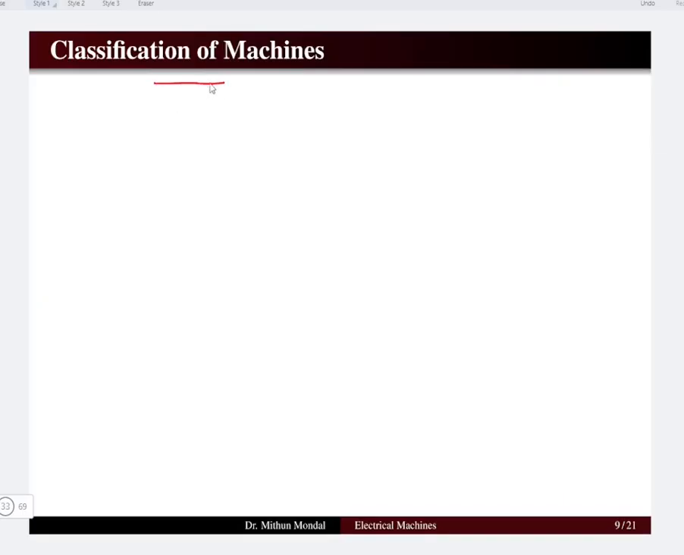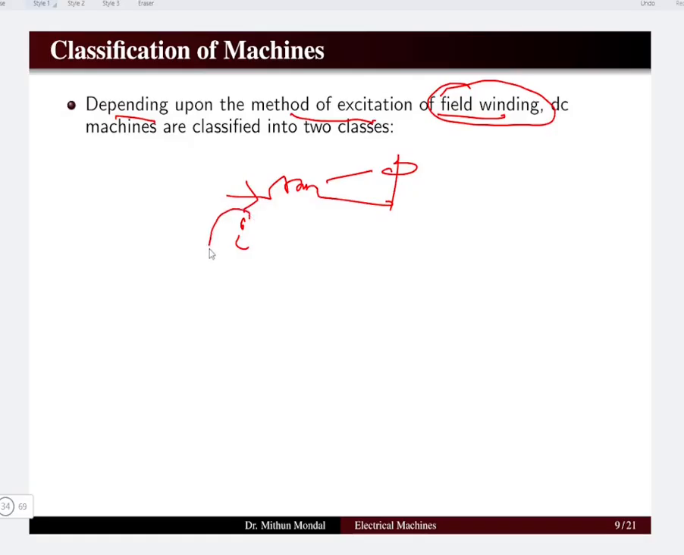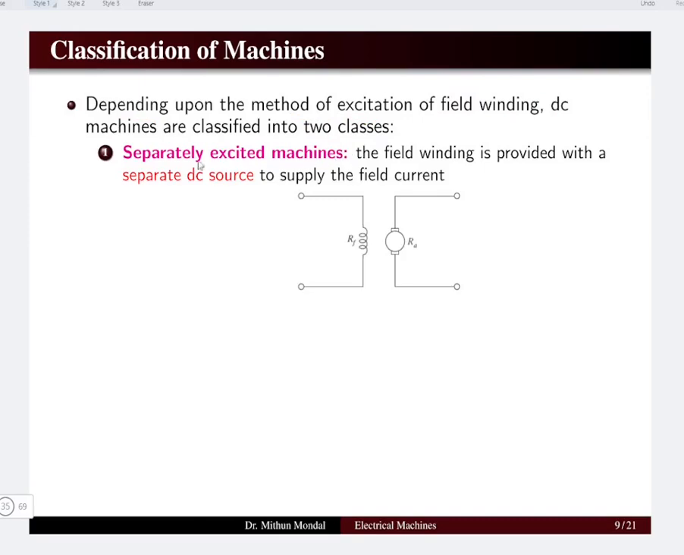Classification of machines. So how do we classify the machines? We classify the machines depending upon the method of excitation of the field winding. So we have the field windings, and these field windings are given the current so that the magnetic flux is produced, and depending upon how this current is being given to the field winding to produce the flux, there are basically 2 classes of the machines. The first class is known as separately excited machines, where the field winding is provided with a separate DC source to supply the field current.